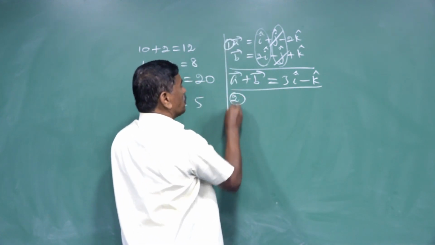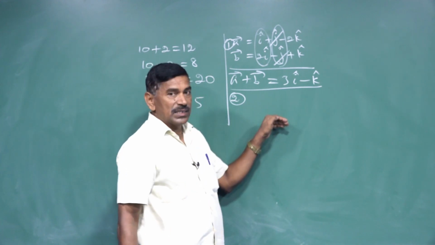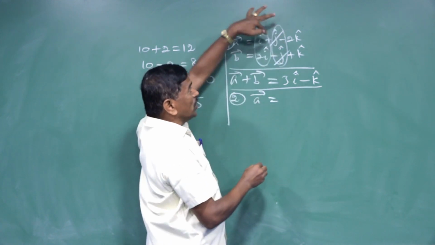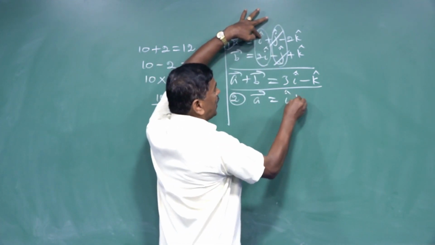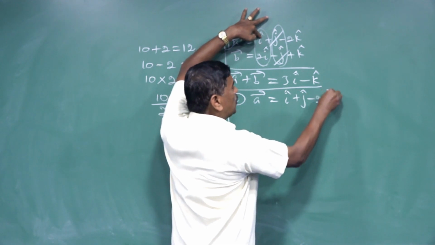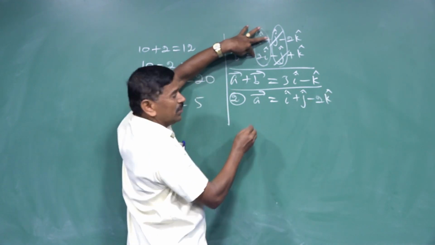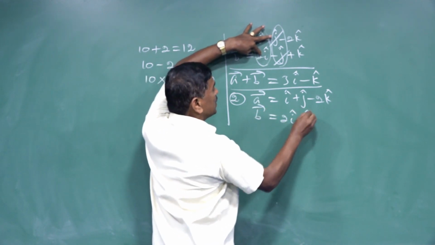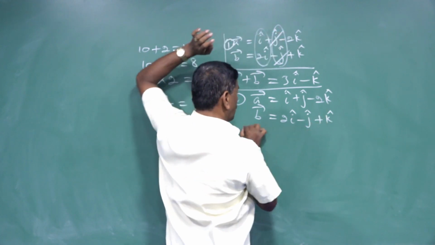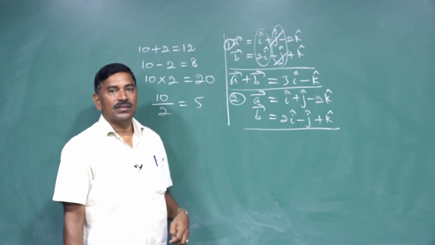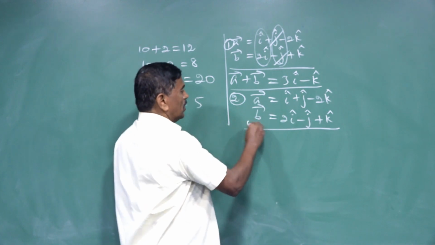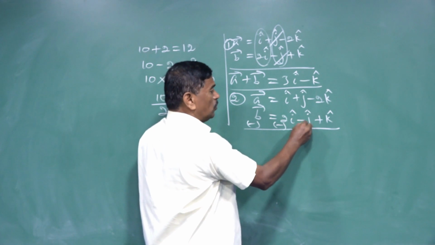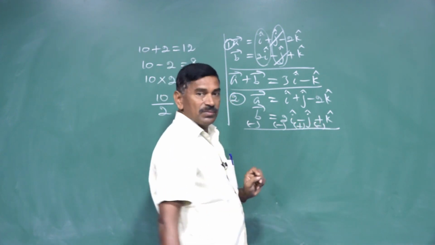Okay, first one. Now suppose second one. Now subtraction. Subtraction of vectors. Say for example, consider the same. A vector is equal to i cap plus j cap minus 2k cap. Okay, B vector is equal to 2i cap minus j cap plus k cap. Okay, now I want to subtract. Yes, sign change in the second row. Subtract. Plus changes to minus. Minus changes to plus. Plus changes to minus. Okay.